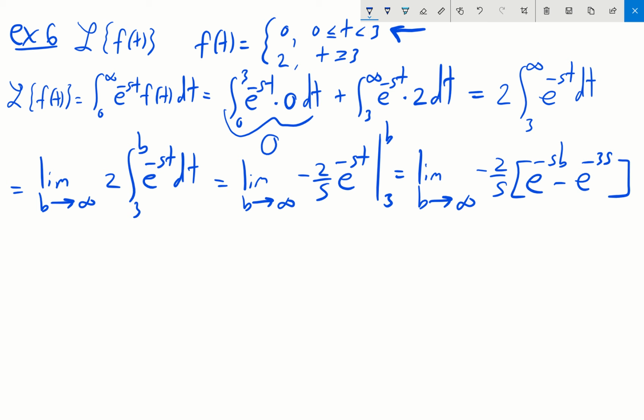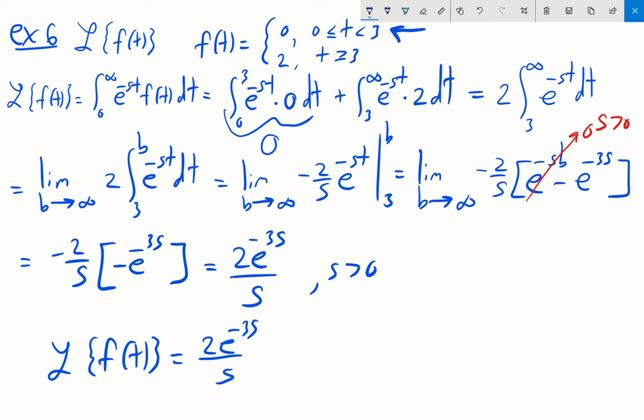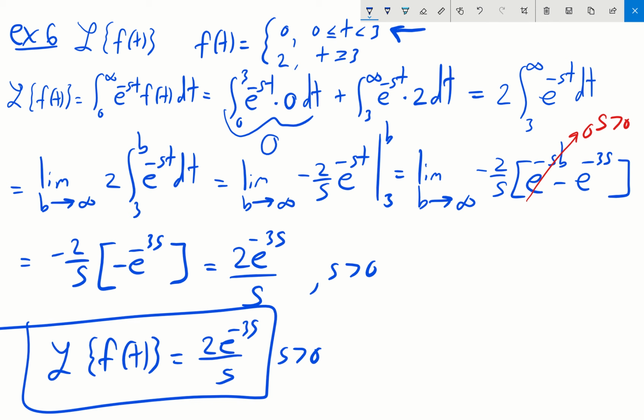As b approaches infinity, this term will approach 0. And so what we're going to be left with is negative 2 over s times negative e to the negative 3s. And this is going to be equal to 2e to the negative 3s over s. And I should say that this limit goes to 0 provided that s is greater than 0. So there we have it. For this particular function that was piecewise continuous, its Laplace transform is 2e to the negative 3s over s, and it's valid for when s is greater than 0.